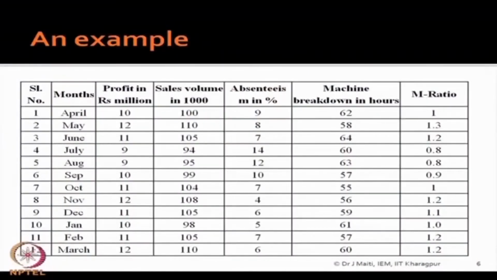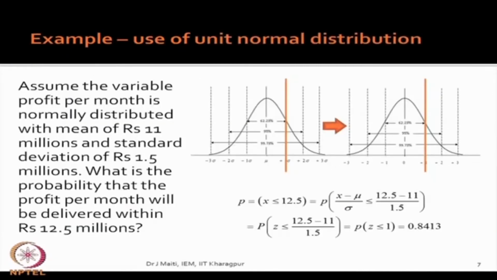So, this is our example, considering profit, and I am showing you the use of the standard normal distribution. Here assume the variable profit per month is normally distributed with a mean of rupees 11 millions and a standard deviation of rupees 1.5 millions. What is the probability that the profit per month will be within 12.5 millions? How do you go about it?